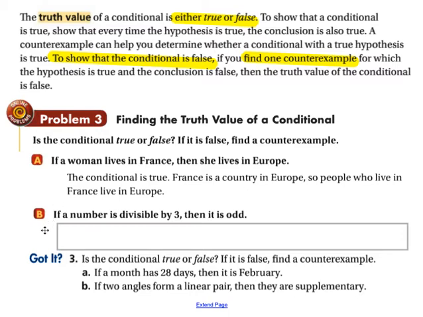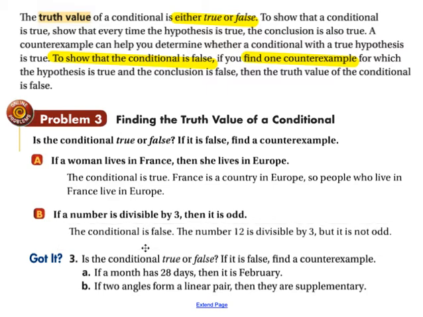If a number is divisible by 3, then it is odd. Well, let's see. Let's try some multiples of 3. If we look at multiples of 3, 9 is divisible by 3, but that's odd. Let's try the next one. How about 12? 12 is divisible by 3, but that's not odd. So that would be a counterexample. 12 is divisible by 3, but is not odd, so that proves that it's false.